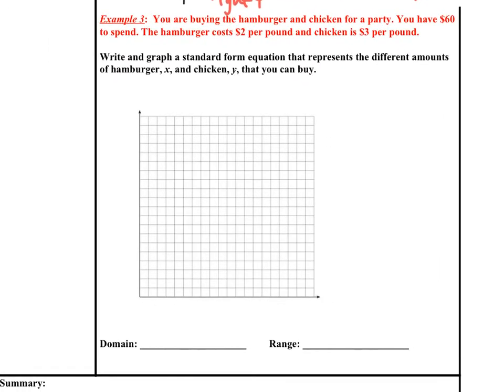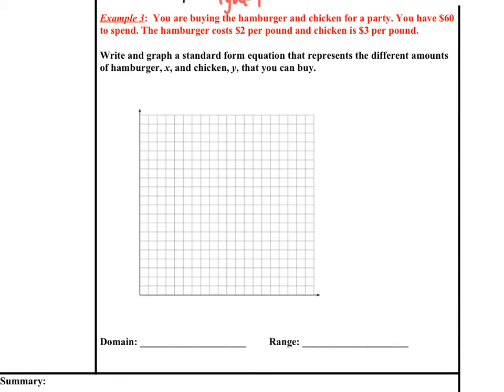Last one. You are buying hamburger and chicken for a party. You have $60 to spend. The hamburger costs $2 per pound and the chicken is $3 per pound. Write and graph a standard form equation that represents the different amounts of hamburger X and chicken Y that you can buy.